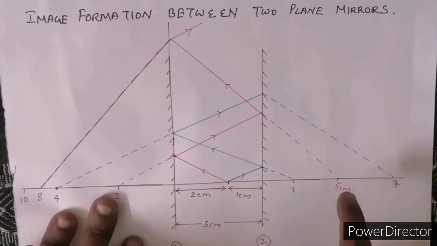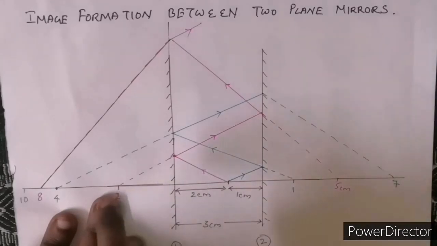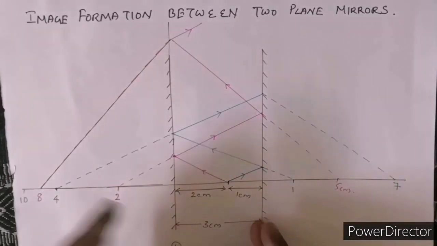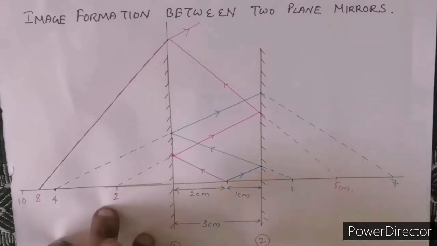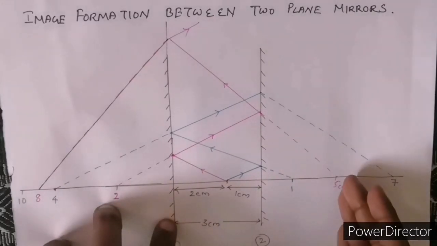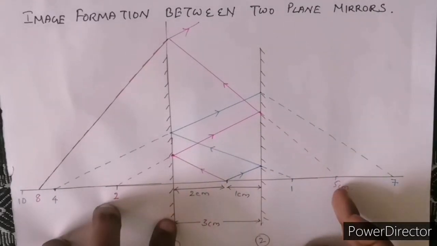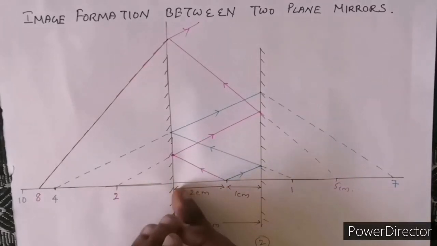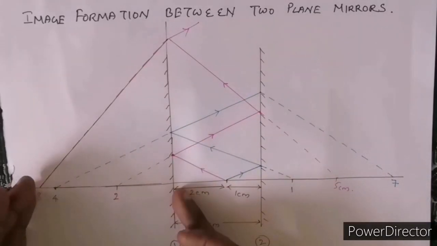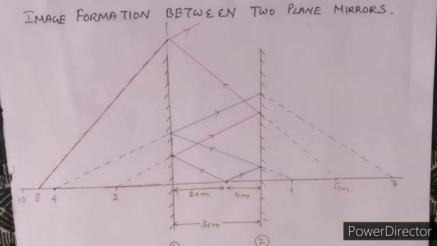This image will be the object for the next image produced by the first mirror, and the distance between this object and the mirror is 5 plus 3, which is 8. So we are getting an image exactly 8 cm from the first mirror.